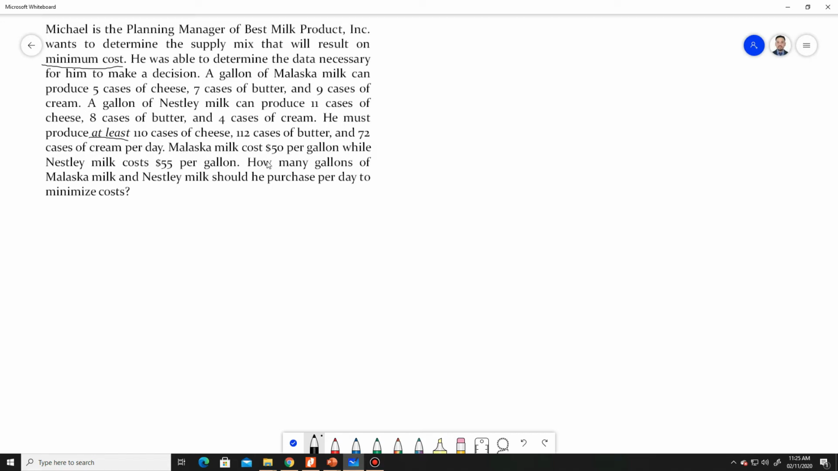Alaska milk costs $50 per gallon while Nestle milk costs $55 per gallon. How many gallons of Alaska milk and Nestle milk should he purchase per day to minimize cost? So our objective is minimization, and let's generate table 1, or the step 1, the tabular form.